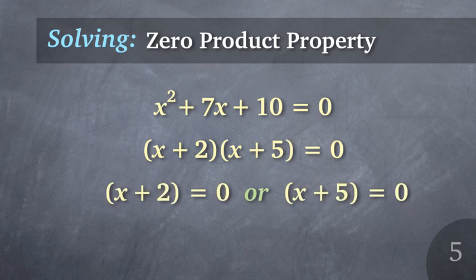So that means I can break it up into this. X plus 2 equals 0, or x plus 5 equals 0. Okay, and then I just solve each one. So x is going to be equal to -2, or x is going to be equal to -5. If either one of those things is true, then this whole thing is equal to 0.